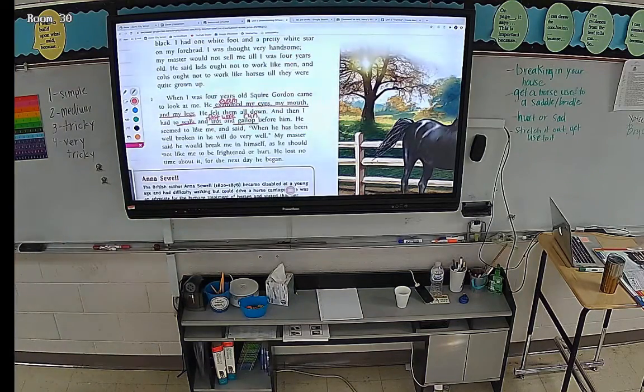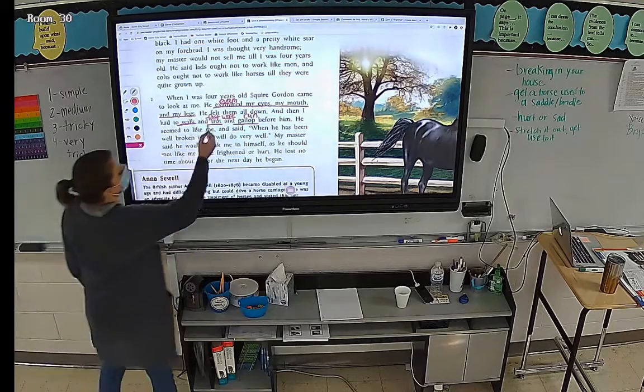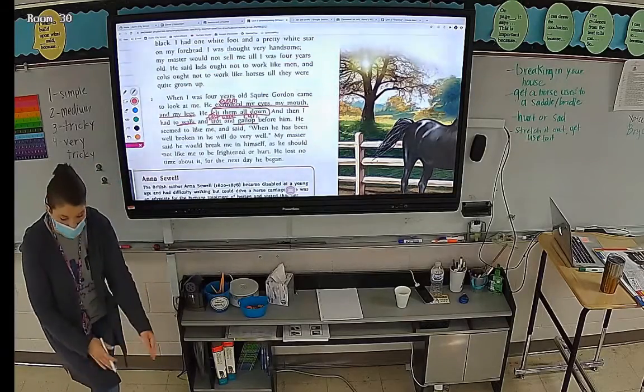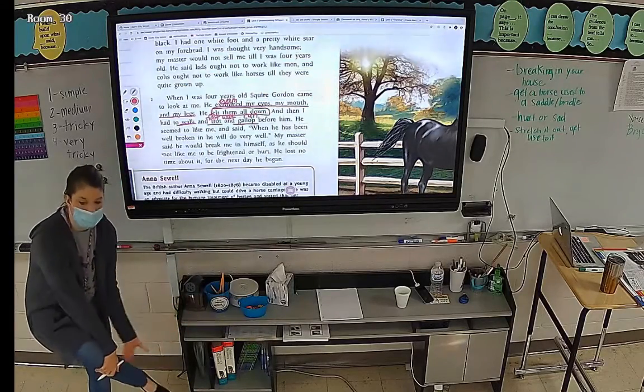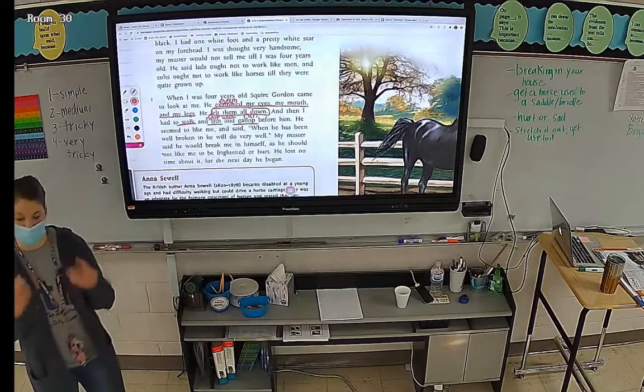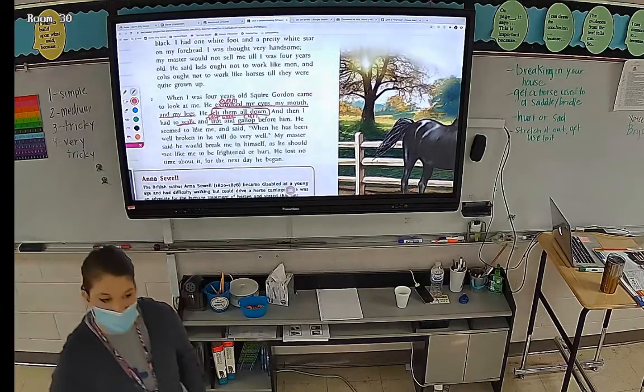Okay, tell me what else you see that would be a good detail to help you create a mental image. Riley? When it says after examining my eyes, my mouth, and my legs, he felt them all the way down. I could see him feeling his legs all the way down. Okay, so he felt them all the way down. So he didn't just feel his legs at the top. He felt them all the way down because he wants to feel his heels, his knees, his ankles, make sure his joints are healthy. That's a great detail.